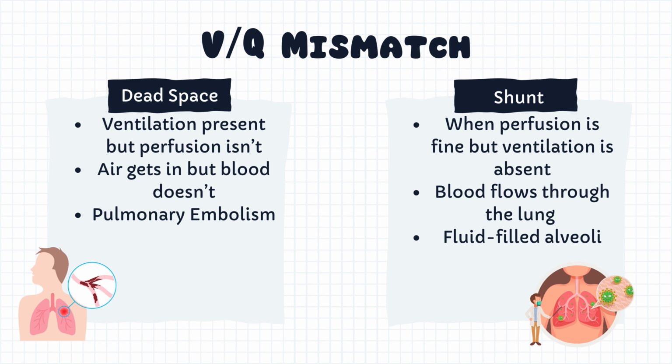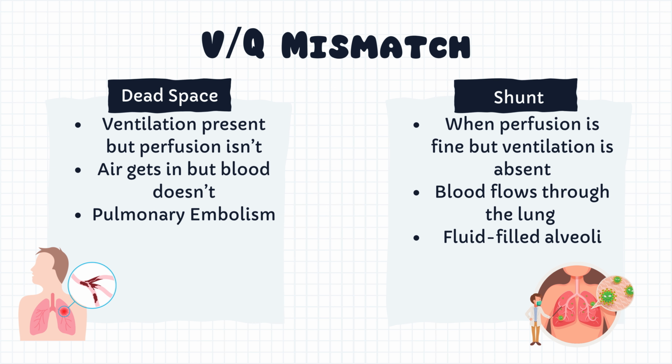When ventilation and perfusion don't match, gas exchange becomes inefficient. This is called V/Q mismatch. Let's look at two extremes. First, dead space. This is when ventilation is present, but perfusion is absent. Air gets in, but there's no blood to pick up oxygen. A classic example is pulmonary embolism, where a clot blocks blood flow to part of the lung.